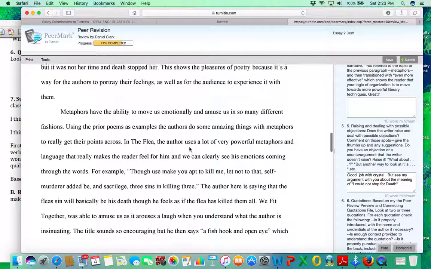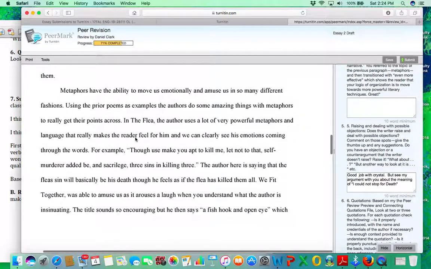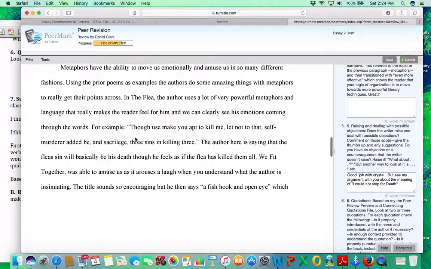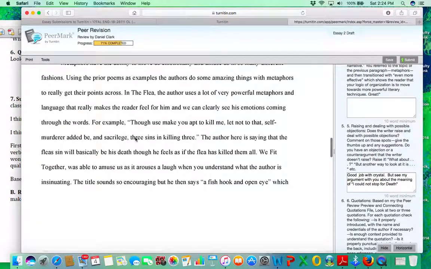So your claim here is that the flea's sin will basically be his death, though he feels as if the flea has killed them all. There I would go into why, and the reason is, if we look at that, that's a tough old poem, but man, as somebody else said, I kind of glanced at her paper, you could write a whole paper on this poem. You could write a whole book on it probably. But is that, the flea mixed their blood, right?